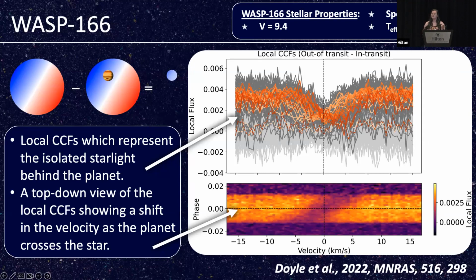So it's basically what we showed in the video before, but now this is real data. The bottom panel then again is the top map view of the CCFs, and you can see the shift in velocity in the CCF centroid. Just to note here that the light gray lines are out of transit, and then the dark gray lines are the unbinned in transit.